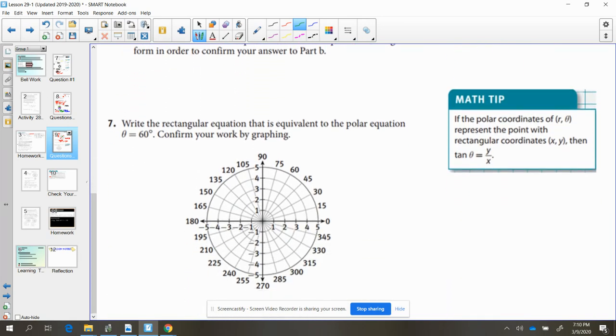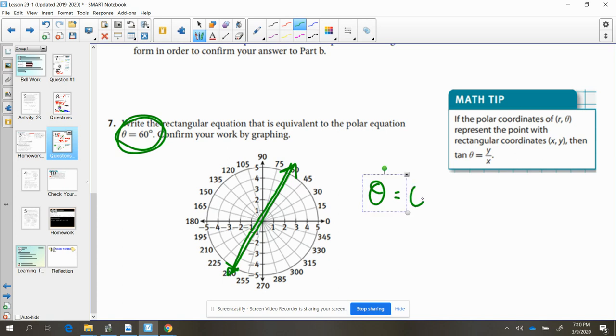So if we look down below at another example of this, theta equals 60, again, just using common sense here, theta equaling 60 means that we are constantly going to have a value for 60, right, no matter what our r value is. So again, that line format.